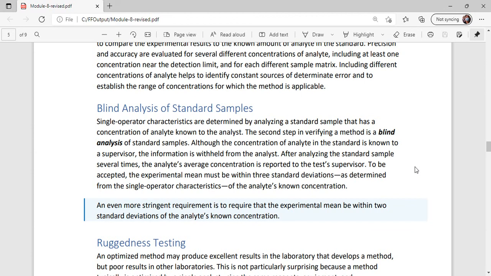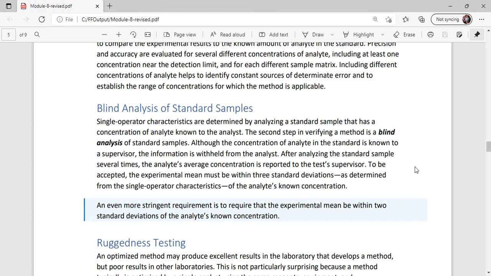The second step in verifying the method is a blind analysis of a standard sample. Although the concentration of your analyte in the standard is known to the supervisor, the information is withheld from your analyst. After analyzing the standard sample several times, the analyte's average concentration is reported to your supervisor. To be accepted, the experimental mean must be within 3 standard deviations, as determined from the single operator characterization, of your analyte's known concentration.